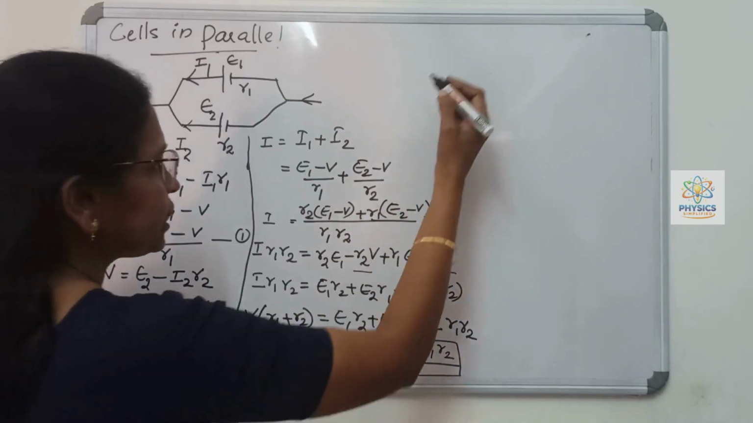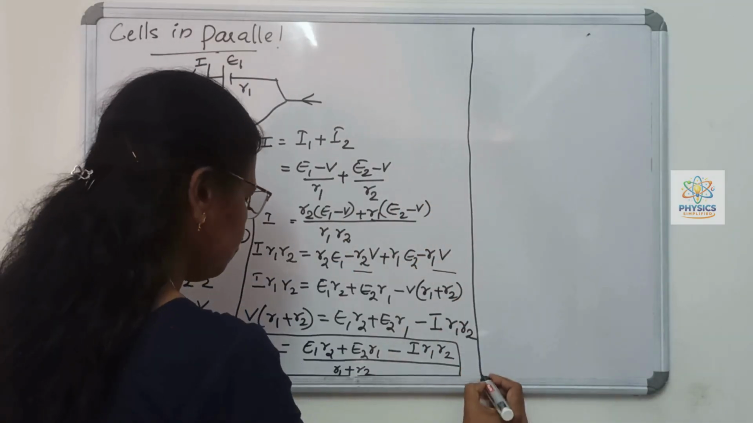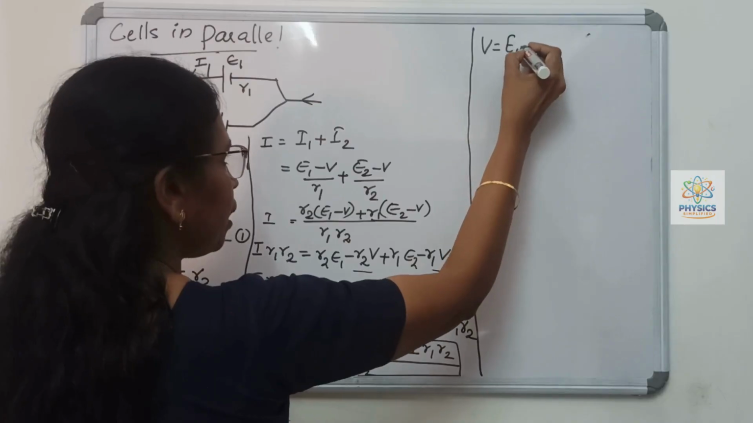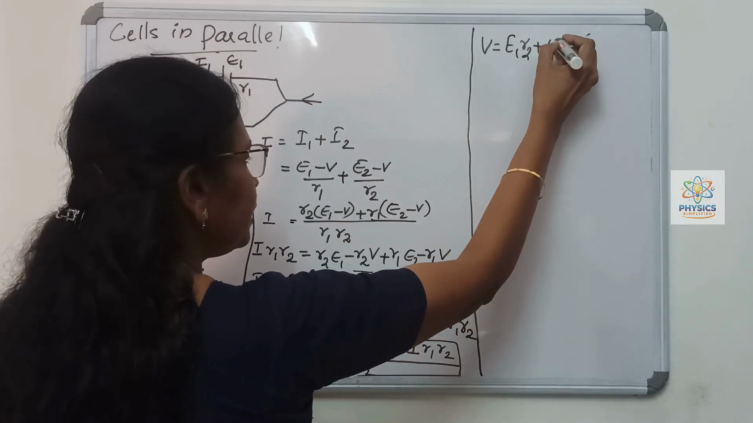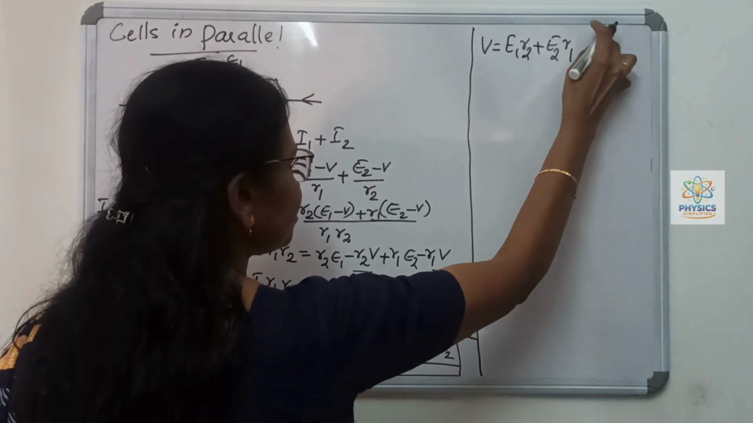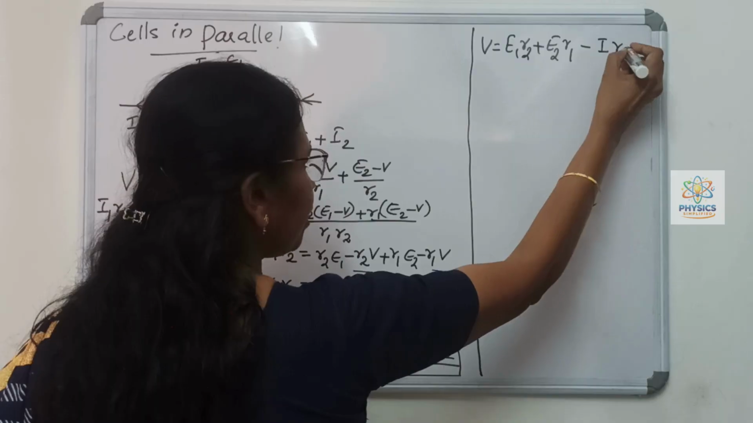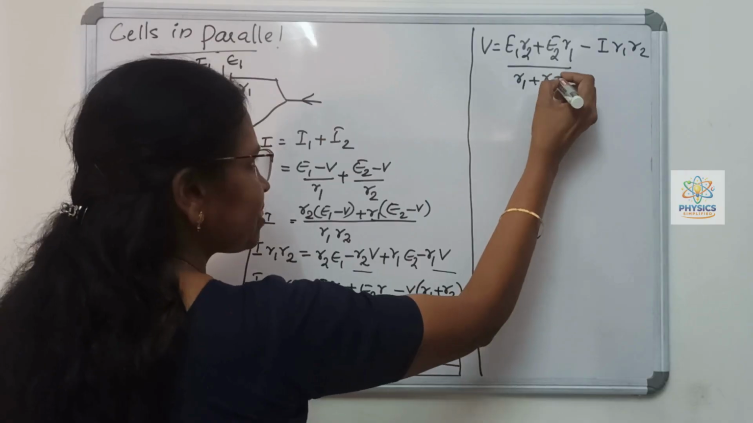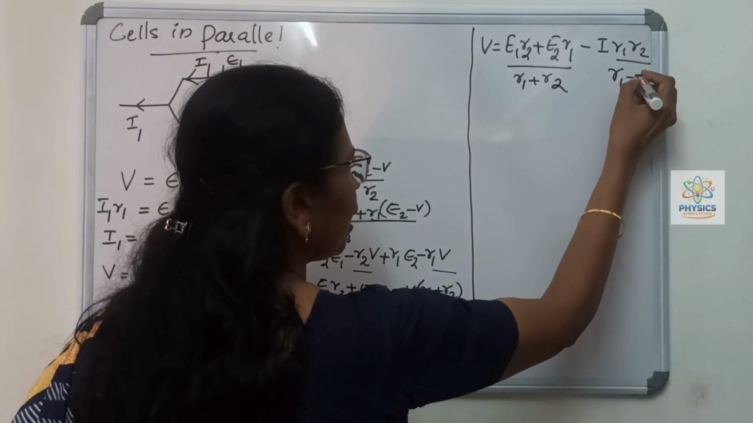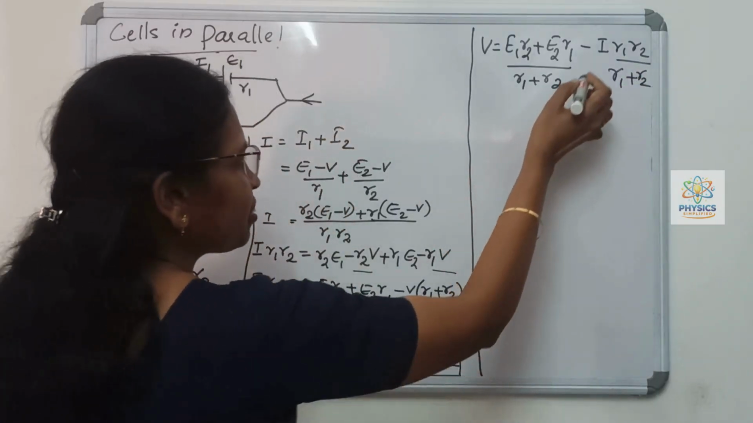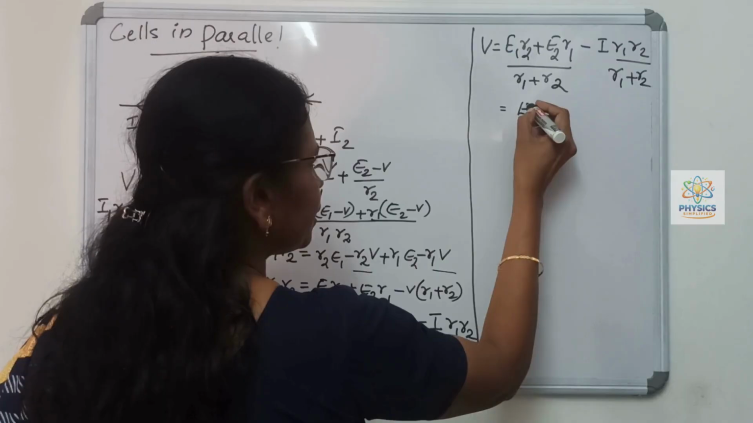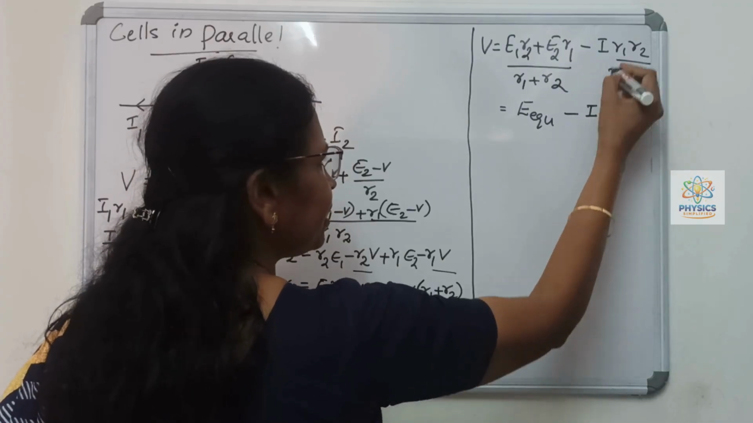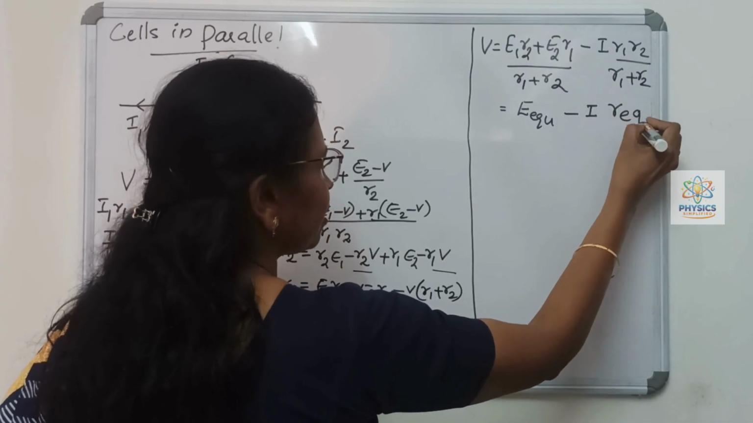The same equation we can write as V is equal to (E1 R2 plus E2 R1) divided by (R1 plus R2), minus I into R1 R2 divided by (R1 plus R2). So the first term is said to be the equivalent EMF, minus I into, here it is said to be R equivalent.